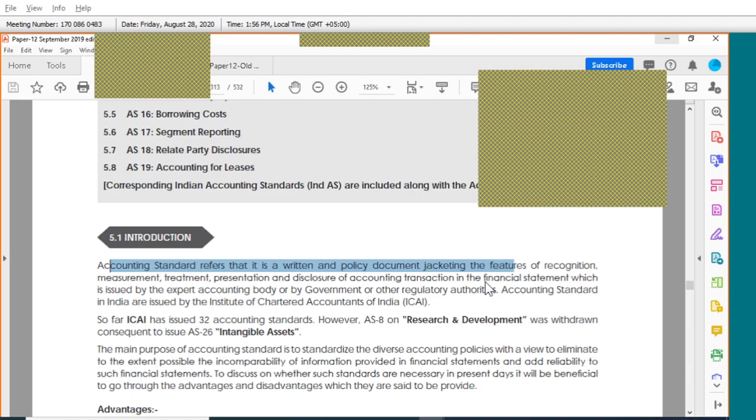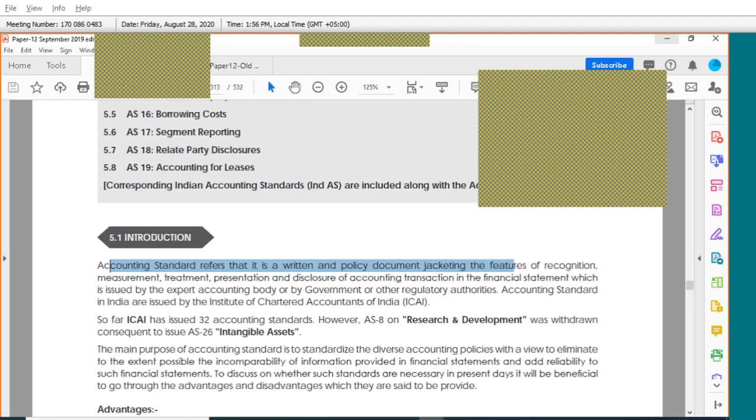Treatment of expenses. For example, take AS11, that is the first standard here. AS11 is for what? Accounting for foreign exchange transactions. When we deal in foreign exchange, if we incurred some foreign exchange expenses, how to account for that? That is covered under AS11. That is about treatment.